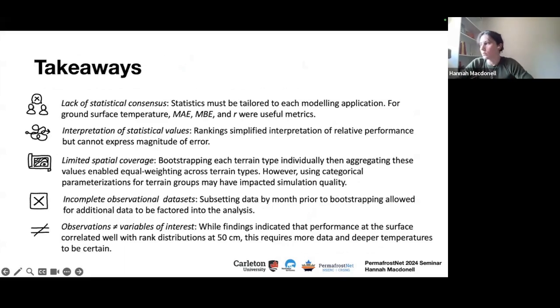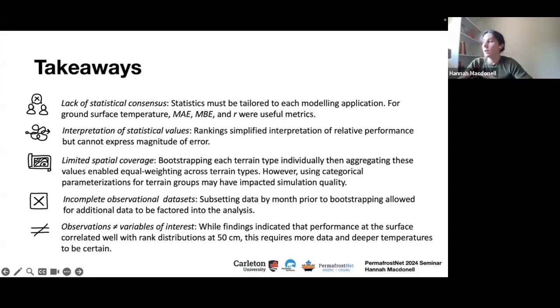So my main takeaways. To address the lack of statistical consensus, what I found was that stats really needed to be tailored to each individual modeling application. There was no one-shoe-fits-all. An example of this that we saw here was selecting Pearson's coefficient over Willmott's refined index, given the large proportion of our data set that hovered around 0 degrees Celsius.